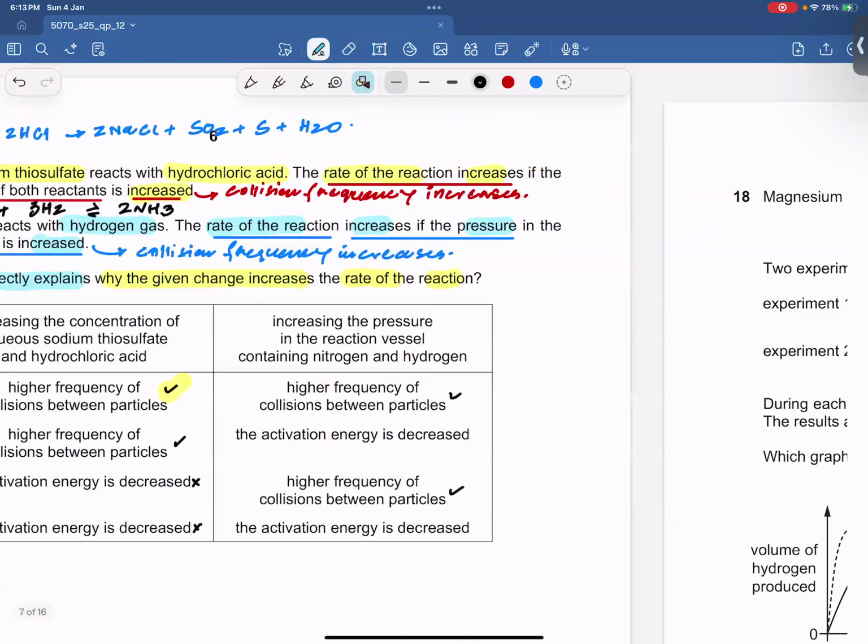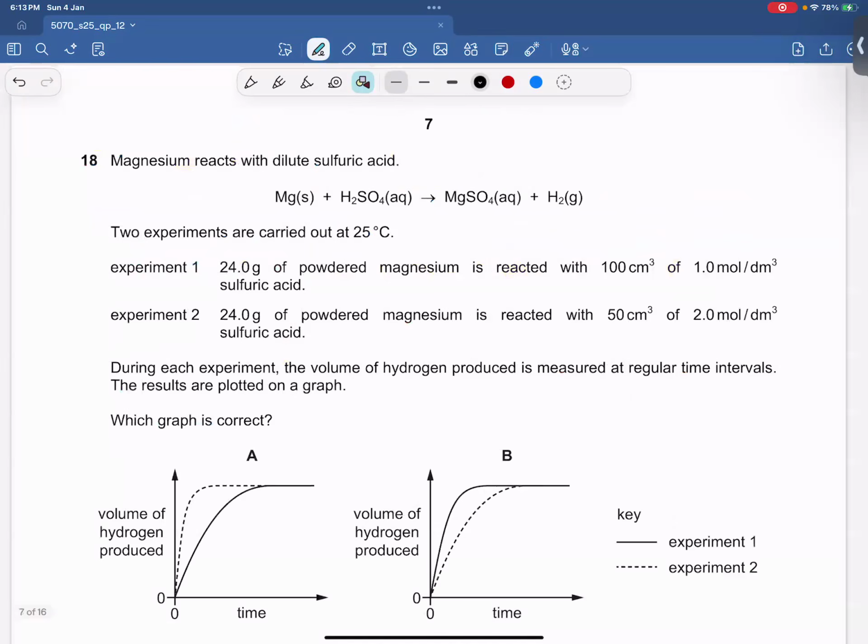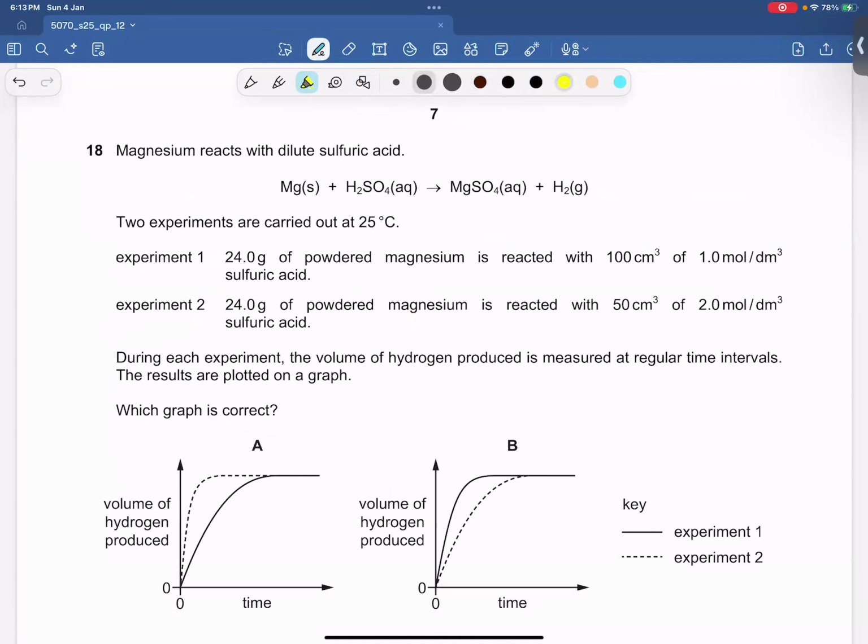Next, oh my goodness. But it's a repeated question, guys. We have done this question. In fact, you have done this question in my topical past paper booklet. Magnesium reacts with dilute sulfuric acid. Two experiments are carried out at 25 degrees Celsius, which means the temperature of both the experiments is the same.